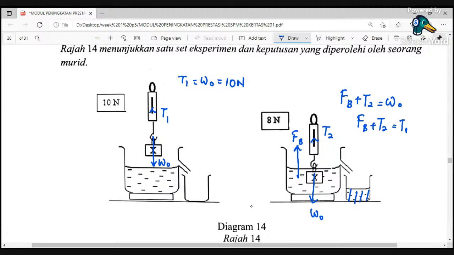Okay, so what is buoyant force? T1 minus T2. So from here you can see 10 minus 2. Okay, so the difference in reading when an object is hanging in air and immersed in liquid, we call it weight loss, or weight loss equals buoyant force. Okay, baca saja. Ini minus ini sebenarnya ialah buoyant force.